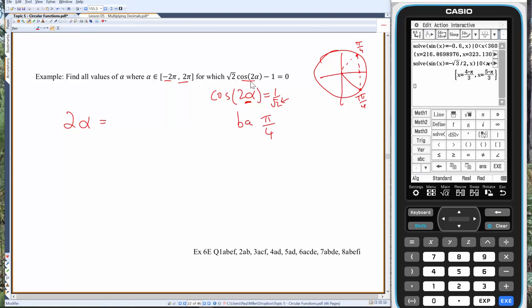What that 2 means is that this has a dilation factor of a half, i.e. what it's going to do is change the period. So the standard period of a cosine function is 2 pi. It's going to divide it by 2, which means the period is going to be pi.